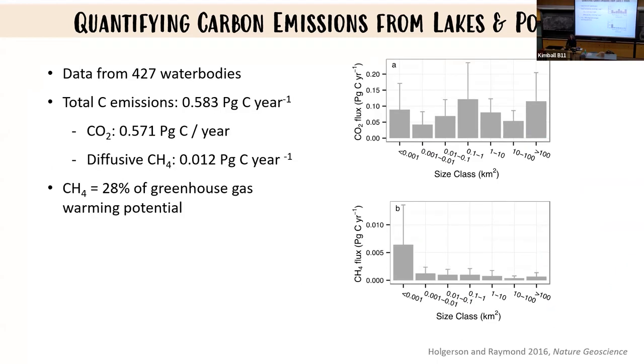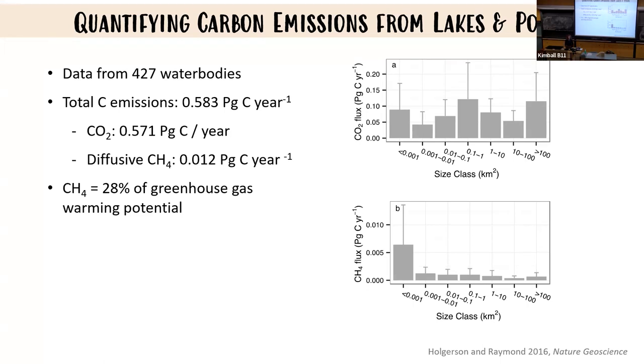These are some data from my dissertation looking at 427 water bodies around the planet. We found that there was about 0.58 petagrams of carbon per year coming out of all lakes, ponds, and reservoirs on the planet. Most of that was carbon dioxide, 0.57, like 98% of it. But methane, if we consider how much more of a warming potential it has, we can put things into what's called carbon dioxide equivalences, to measure how much warming potential these different gases have. And because methane is such a potent greenhouse gas, 28% of the warming potential coming off of these lakes is coming from methane.